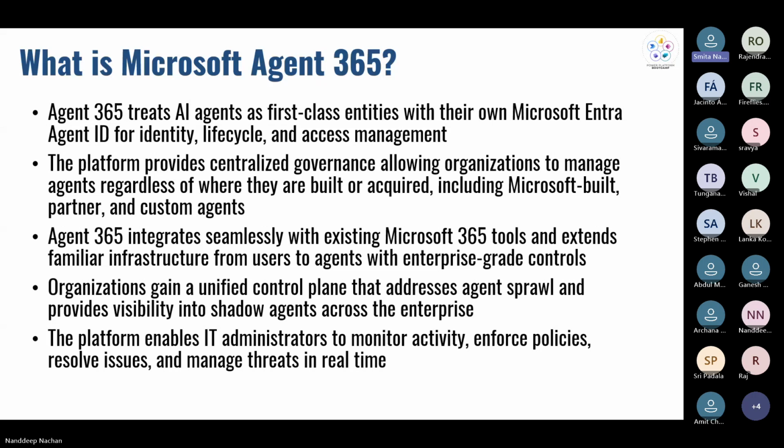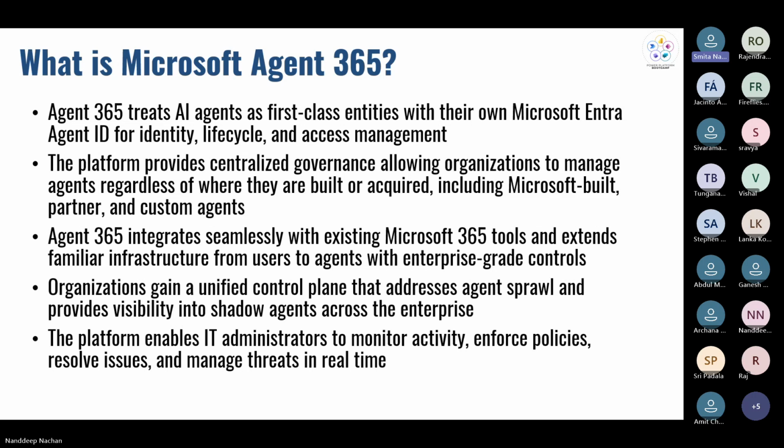Traditionally, users and applications had identities in Microsoft Entra ID. Agents are no longer anonymous scripts; they become secure enterprise entities, with centralized governance across all the agents. That means organizations today are building agents everywhere: Microsoft Copilot agents, custom agents in Copilot Studio, agents built using Azure AI, and partner-built solutions also. Just like shadow IT became a challenge, shadow agents can also become a risk. So Agent 365 gives visibility and control over them.